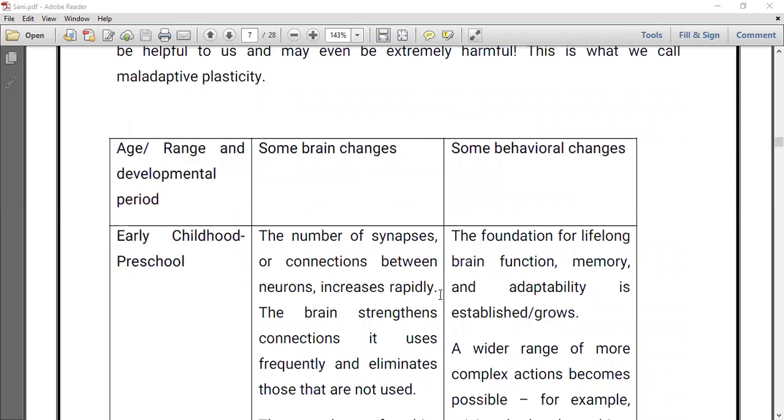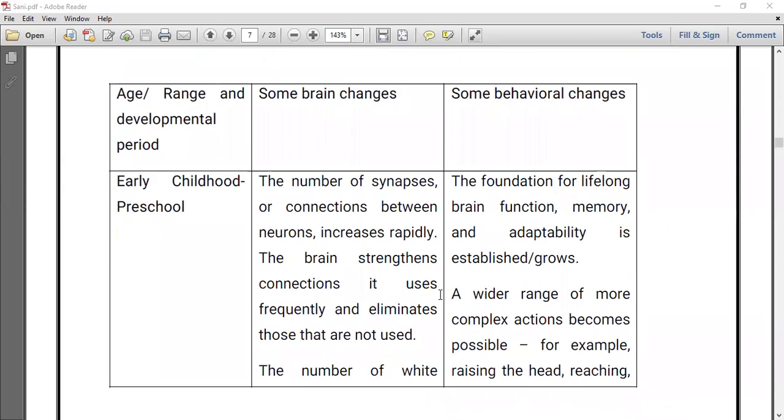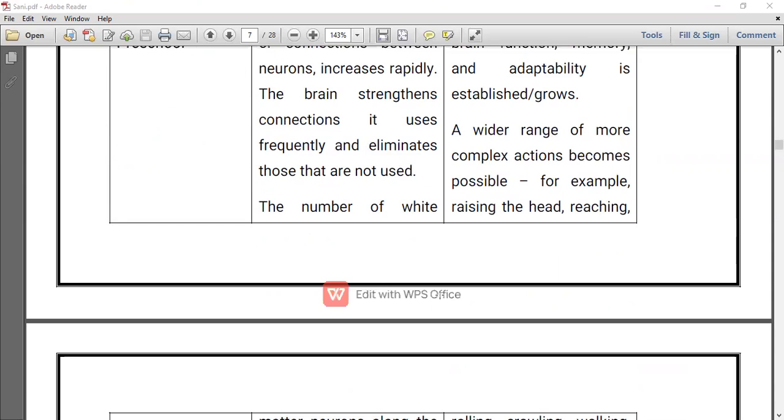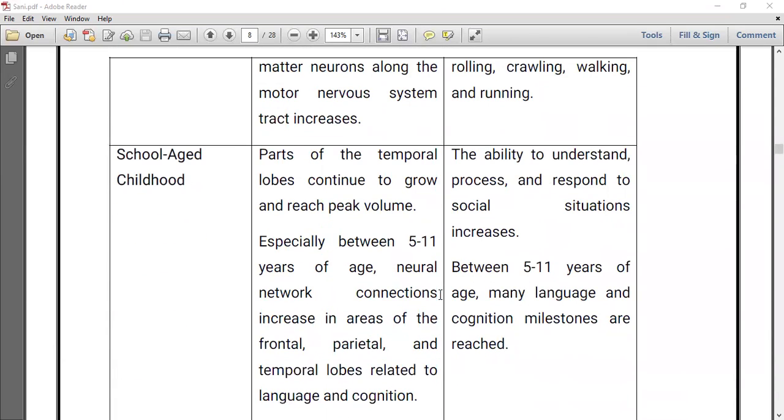These are the stages which relate some brain changes and some behavioral changes. In early childhood and preschool, number one, the brain strengthens connections that are used frequently and eliminates those that are not used. Behavioral changes include that the foundation of lifelong brain function, memory, and adaptability is established. The second one is the school-age child. With the passage of time, parts of the temporal lobes continue to grow and reach peak volume. The behavioral changes include that the ability to understand, process, and respond to social situations increases.